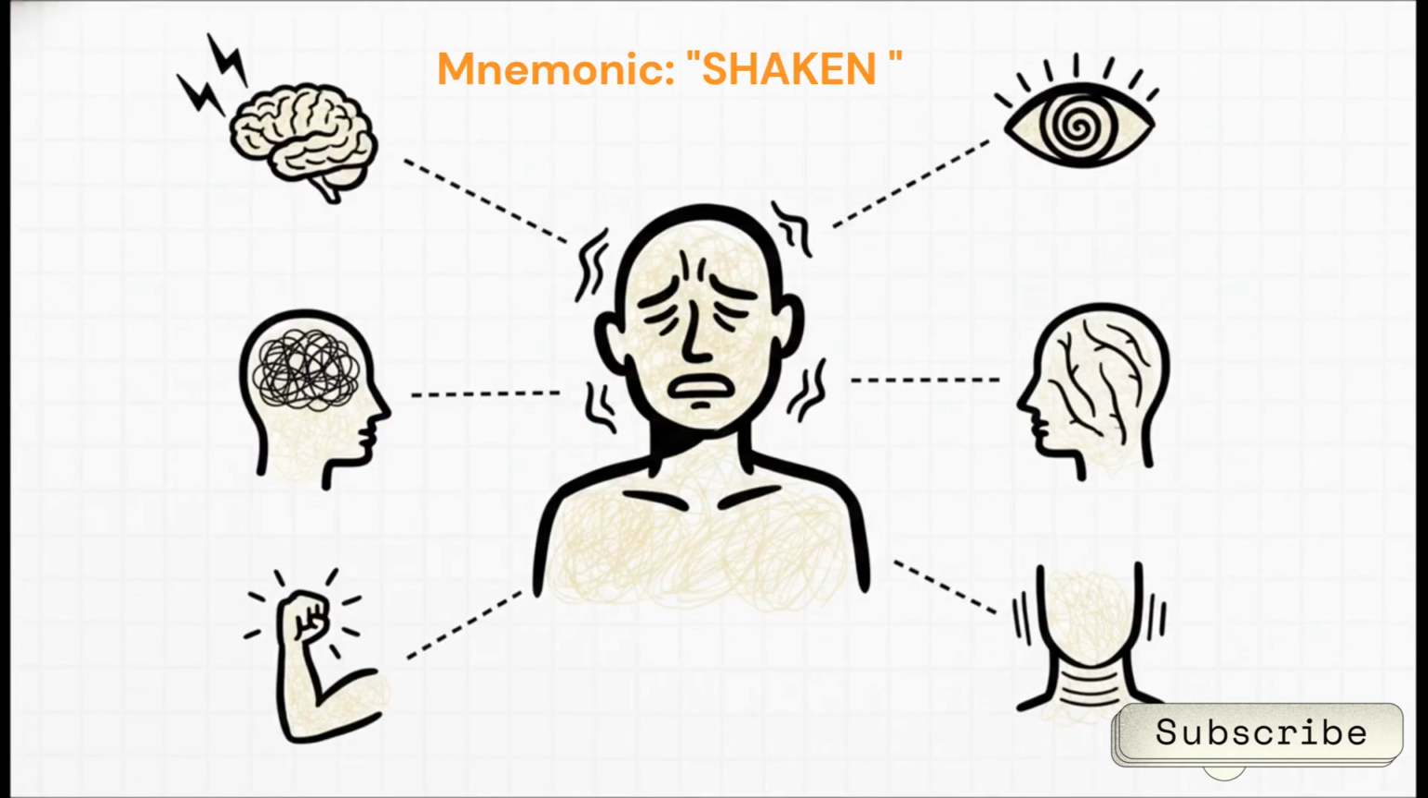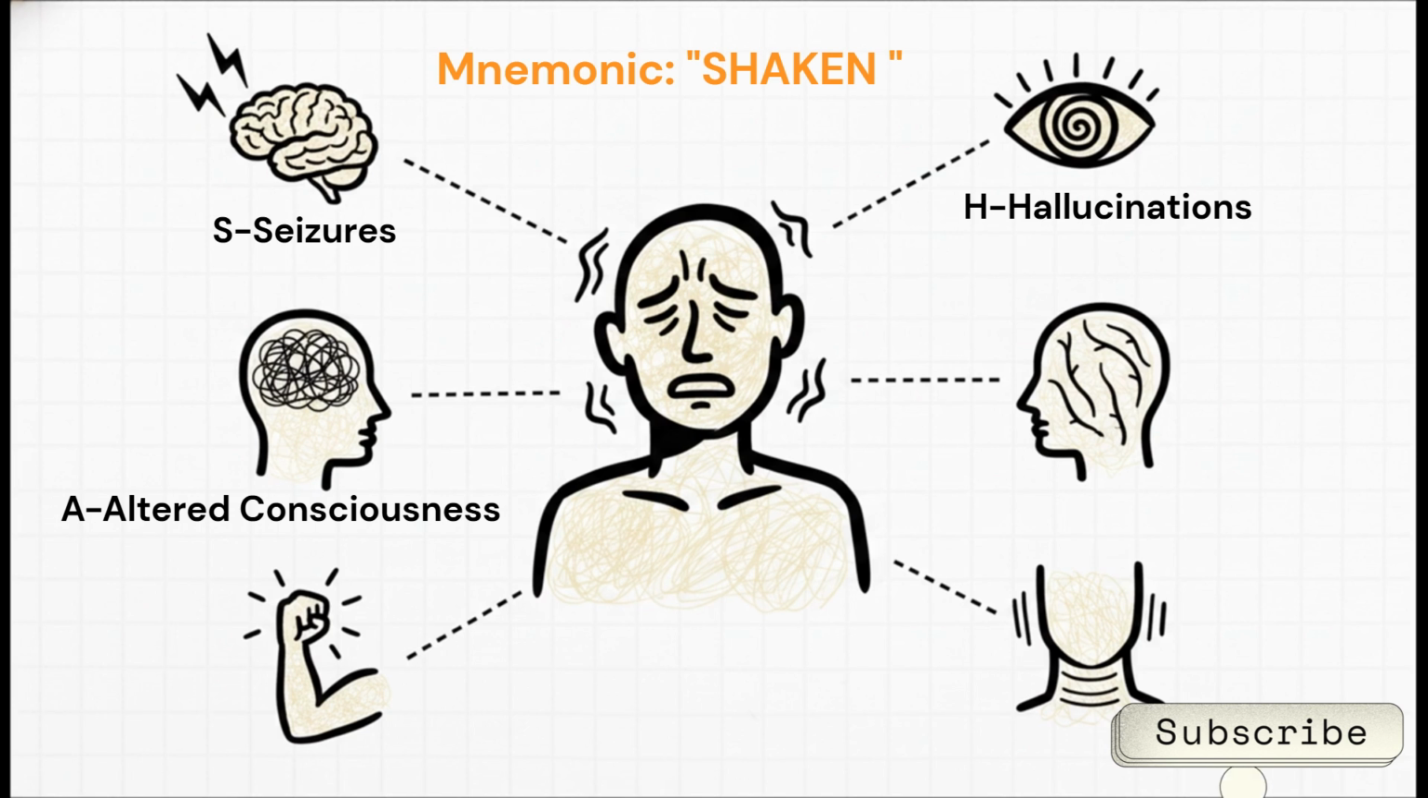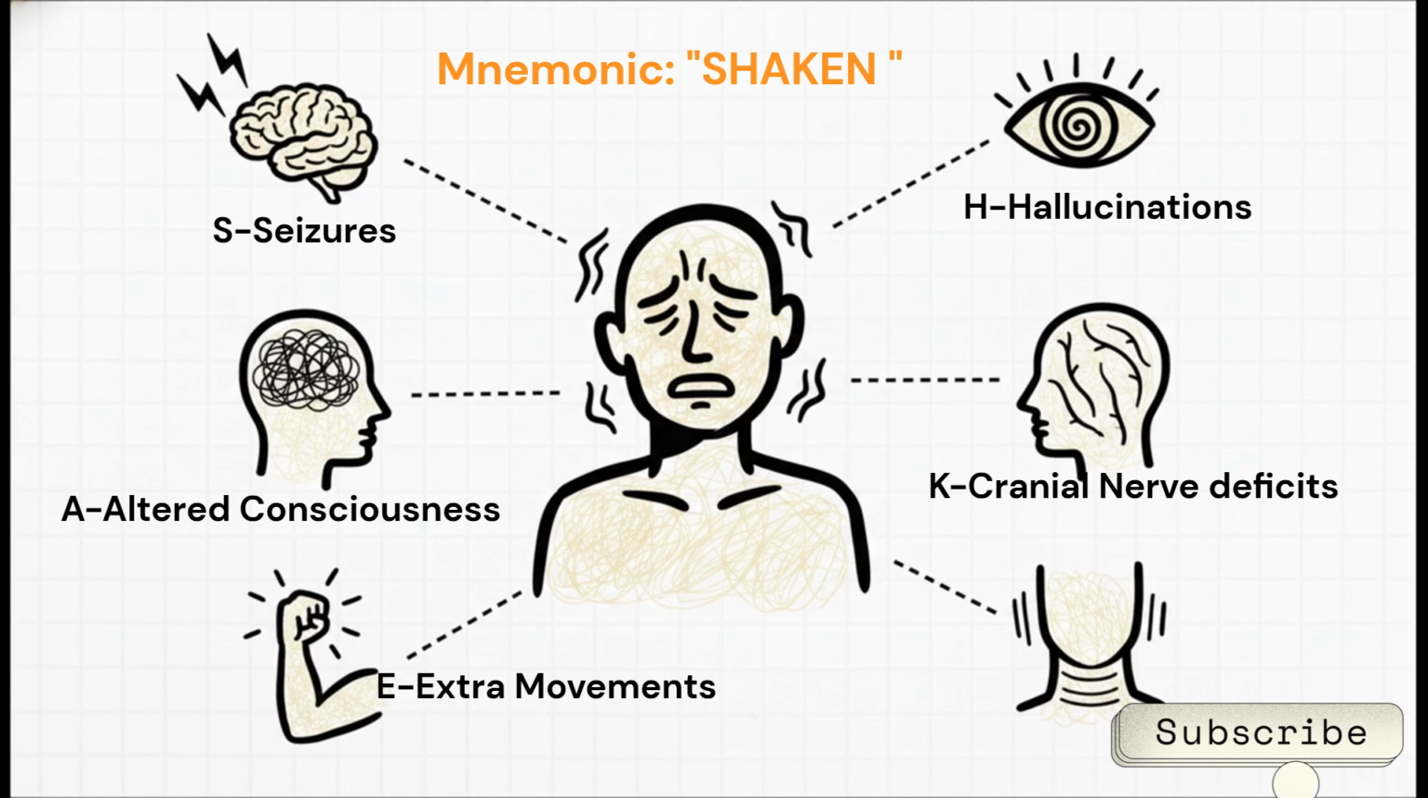And here it is. Just remember that the patient is shaken. It's a perfect acronym. We've got S for seizures, H for hallucinations or psychosis, A is for altered consciousness. This can be anything from lethargy to a deep coma. K stands for cranial nerve deficits. Yeah, creative spelling, but it works. E is for extra movements, like those twitchy myoclonic jerks. And N is for neck rigidity, which you'll see if there's some meningeal irritation too. So just picture a patient who is literally shaken by the illness.